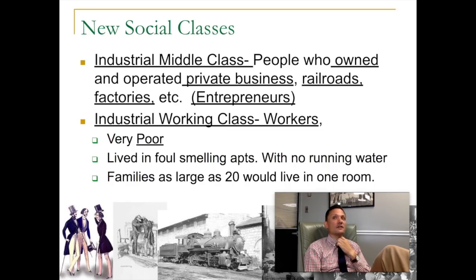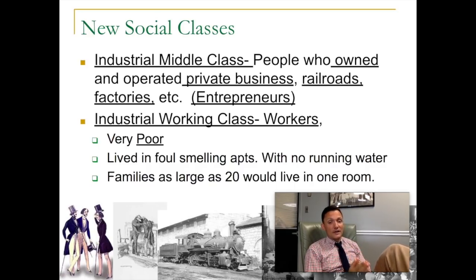Then you had underneath them the people they employed in their factories. The industrial working class. That's your workers, right? Very, very, very poor. They work for nominal wages. A lot of them are children. A lot of them early on were women. Actually, crazy fact, whole families were recruited early on to actually work in these factories. They live in very foul-smelling apartments, most times with no running water and back-to-back housing, living very overcrowded. Sometimes families as large as 20 would be living in one room.